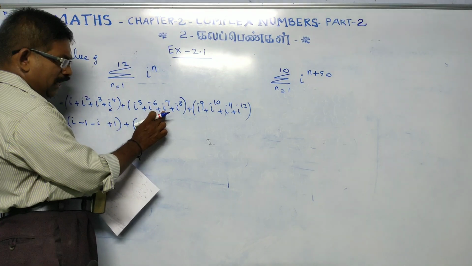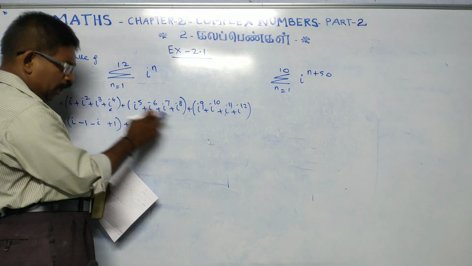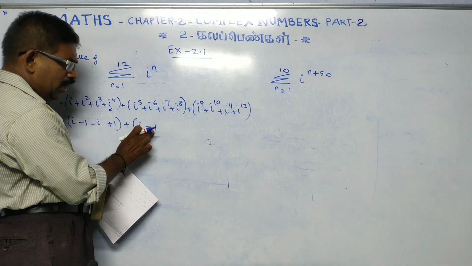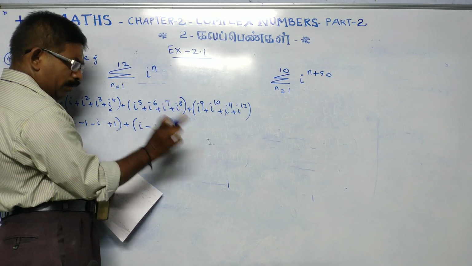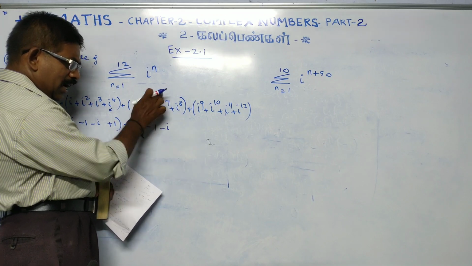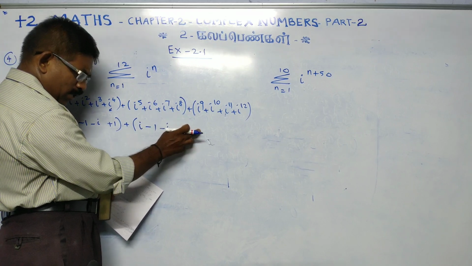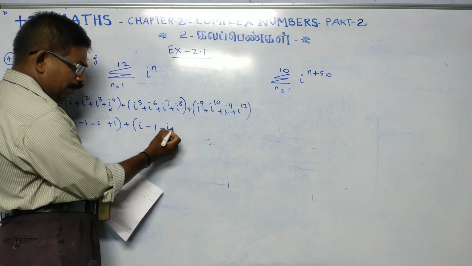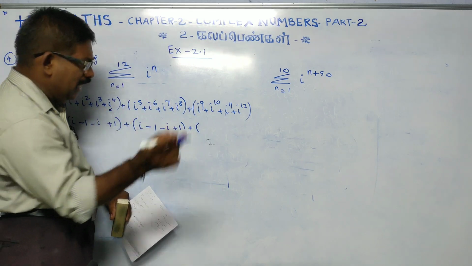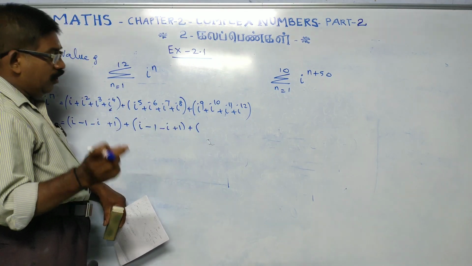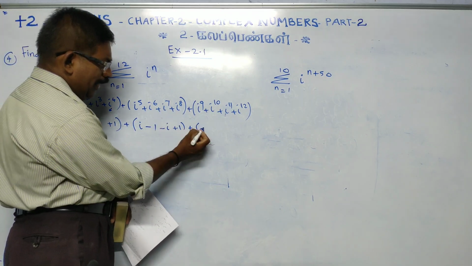I power 7 means you multiply i power 6 into i. I power 6 value is minus 1, into i, so minus i. I power 8 means you multiply i with i power 7. I power 7 is minus i, into i gives minus i square. I square value is minus 1, with the minus in front, plus 1. Okay, plus i power 9 means you multiply i with i power 8. I power 8 is 1, into i, so i.